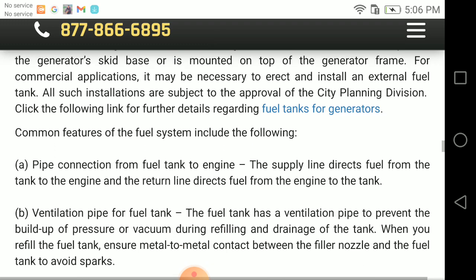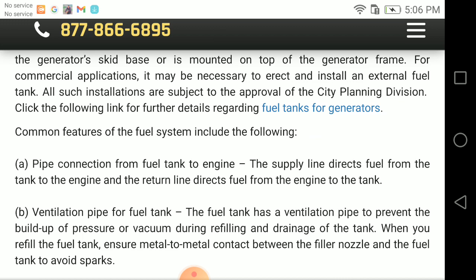Common features of the fuel system include the following. Pipe connection from the fuel tank to the engine. The supply line directs fuel from the tank to the engine, and the return line directs fuel from the engine to the tank.